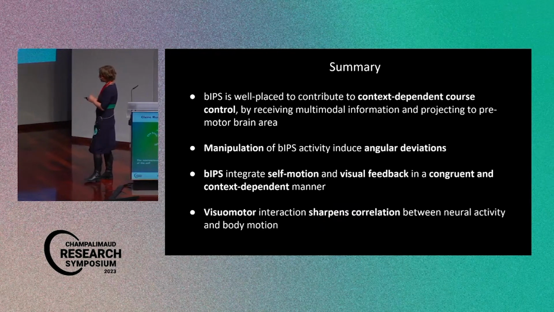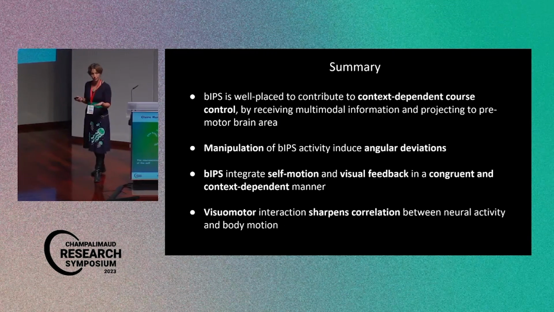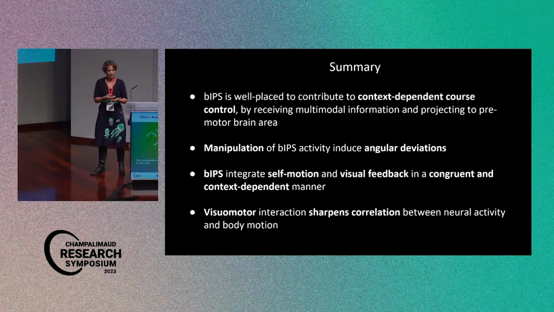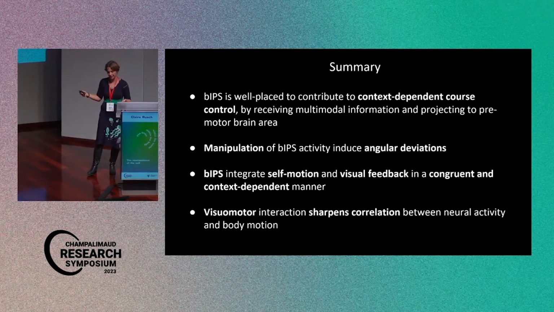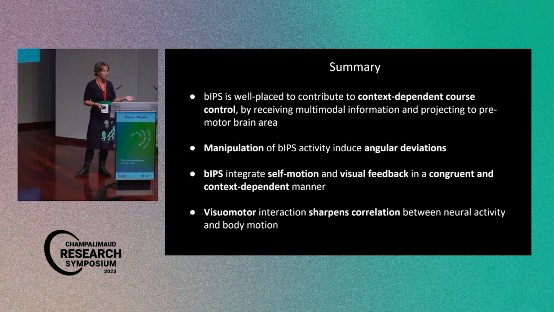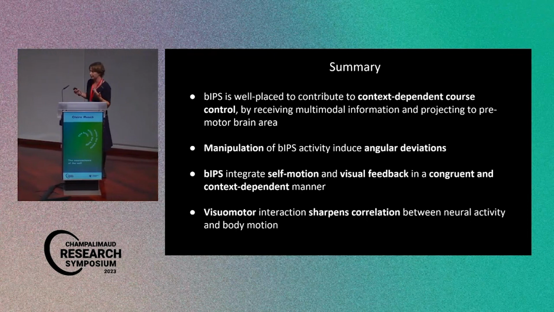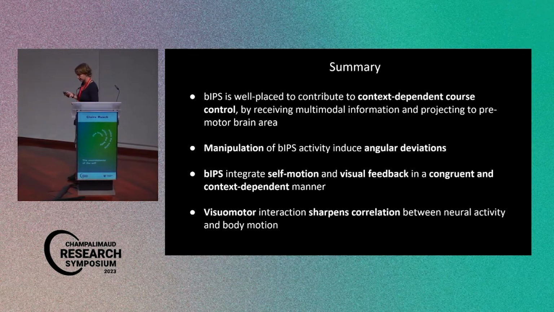And with that, I will just tell you a bit about what our next steps are. Because it's the fly, we have the opportunity to record from the inputs to BIPs at the same time as we're recording BIPs itself. So for example, we are going to record from ascending neurons that are potentially providing a locomotion signal while we are recording from BIPs.